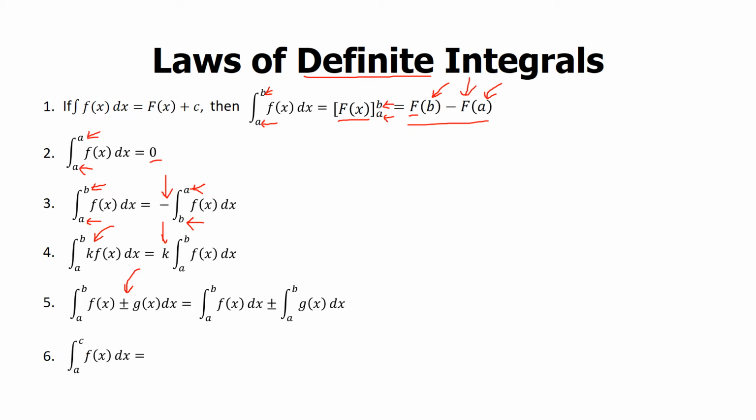Law number 6. Integration of a to c f(x) dx equals integration of a to b f(x) dx plus integration of b to c f(x) dx. This is also similar to the chain rule in differentiation. If I integrate from a to c, it will give me the same result as if I split the integration into two parts, which is I integrate from a to b followed by integration of b to c.